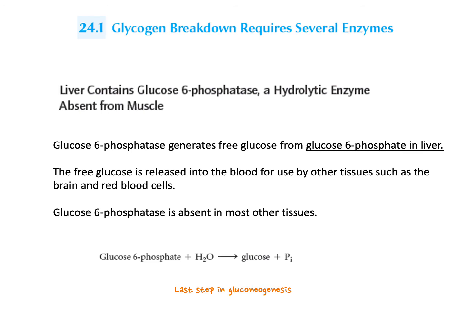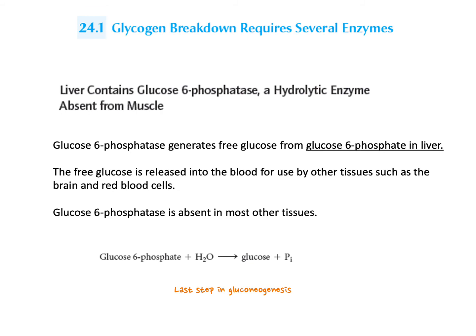Once glucose-6-phosphate is produced, it needs glucose-6-phosphatase to turn glucose-6-phosphate into glucose through the gluconeogenesis pathway. The glucose-6-phosphatase generates free glucose from glucose-6-phosphate in the liver. The free glucose is released into the blood for use by other tissues such as the brain and red blood cells. Glucose-6-phosphatase is not present in other tissues, including the muscle.